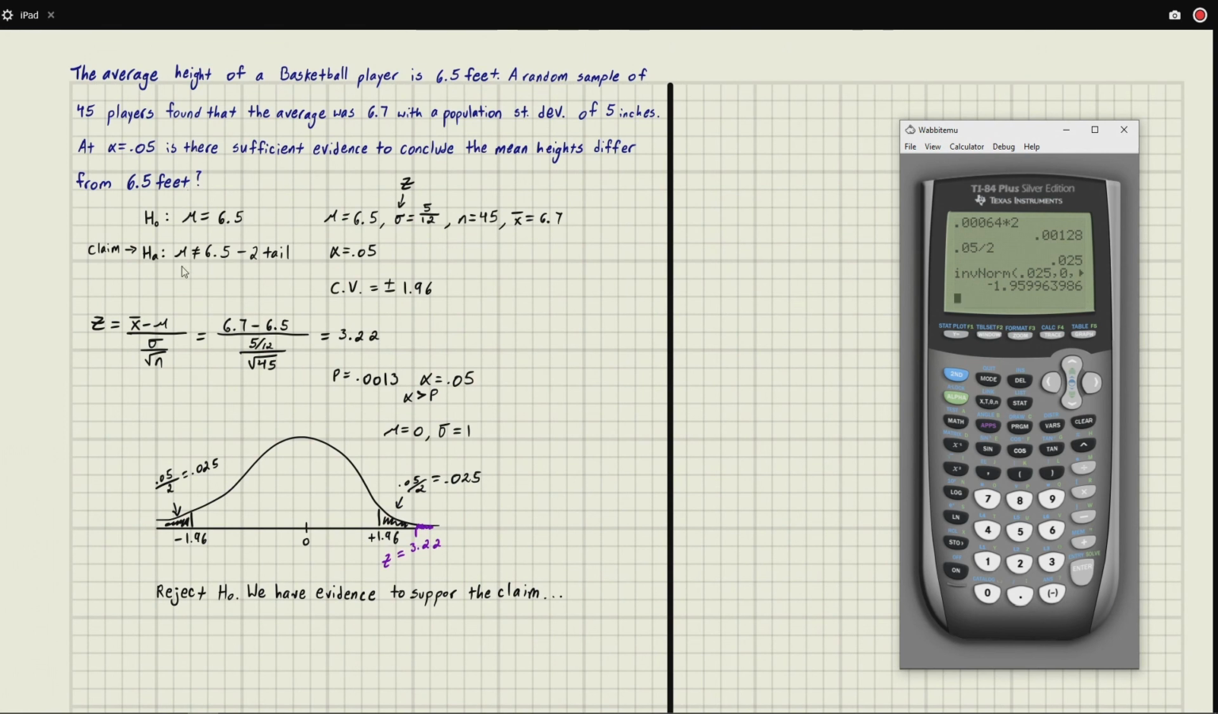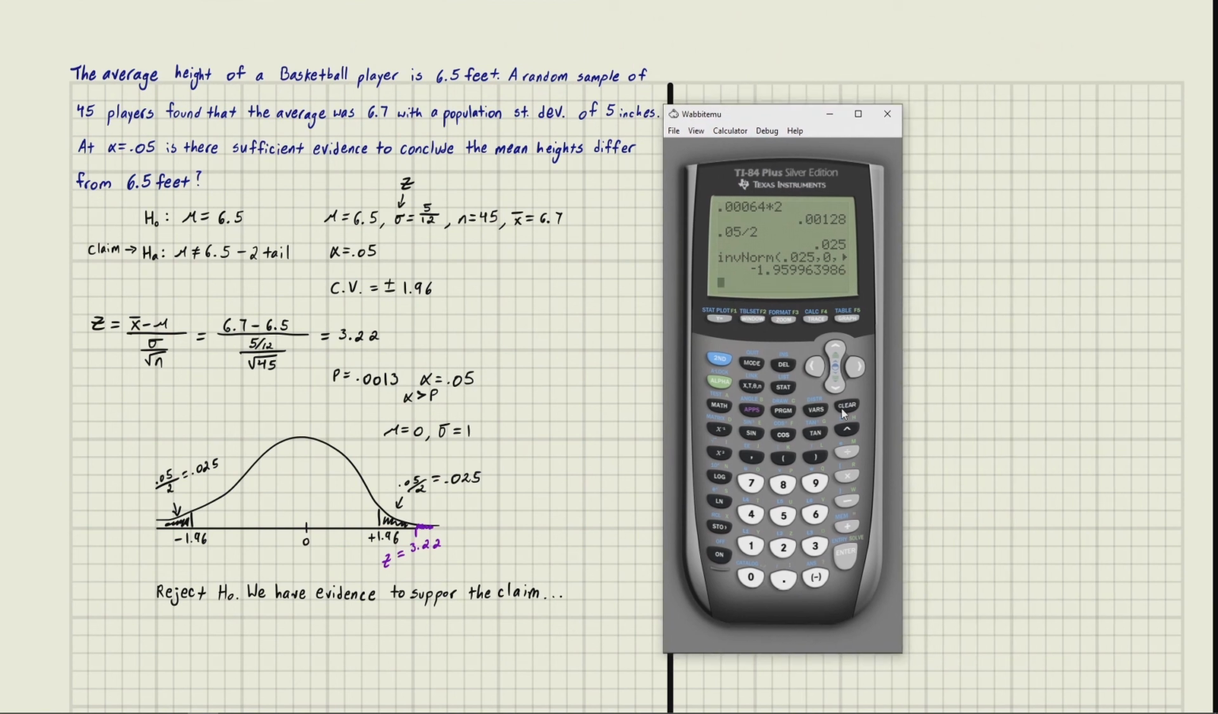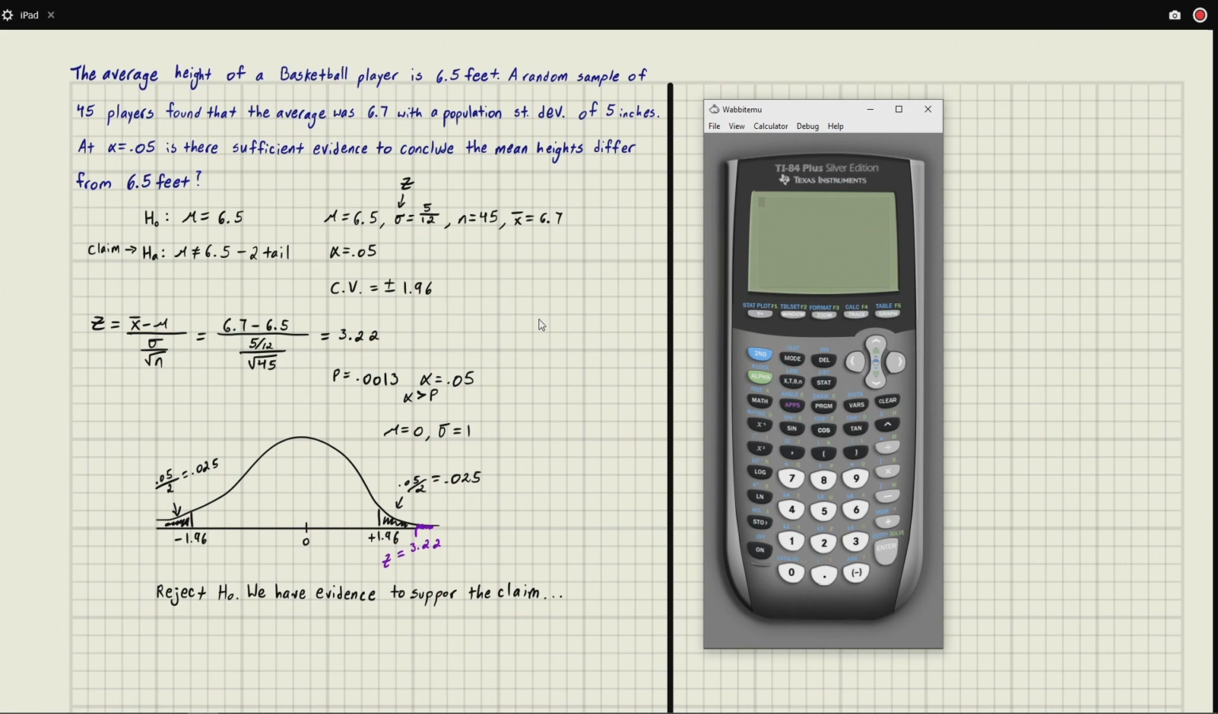So not too bad. There's a couple different ways to do it. I showed a bunch of different ways to get the same answer, so you can check your work as you go. If you have any questions about this, let me know, and we'll catch you in the next question.